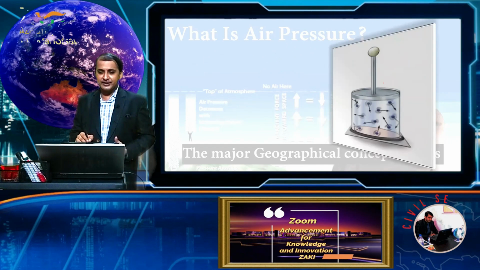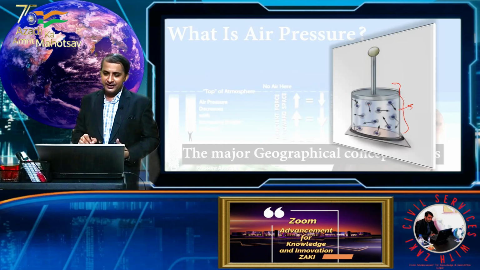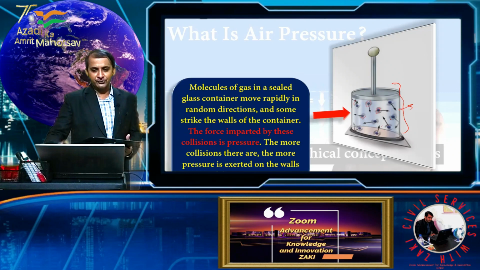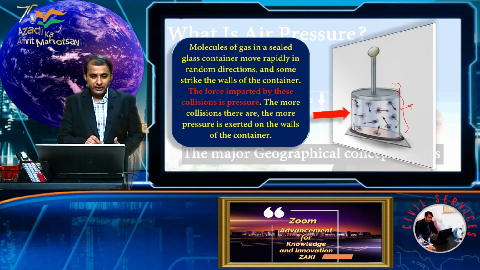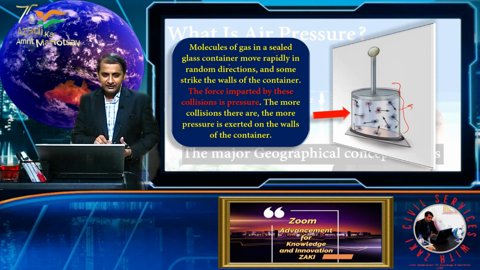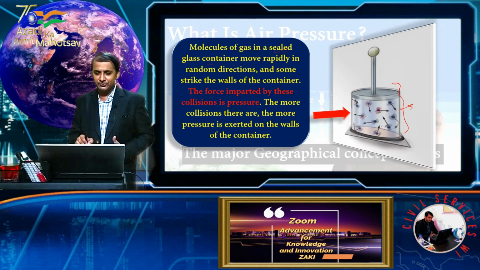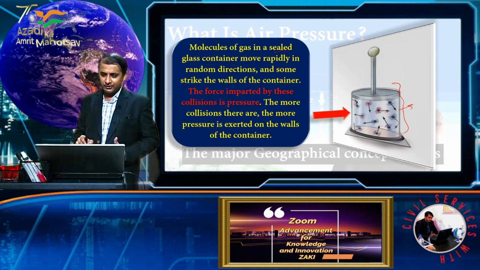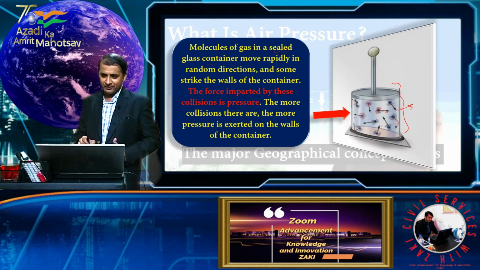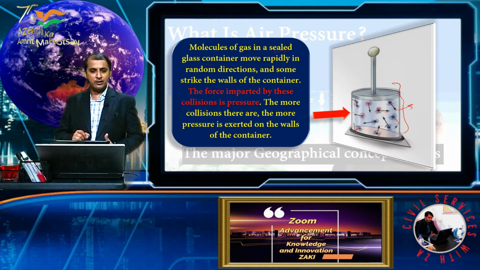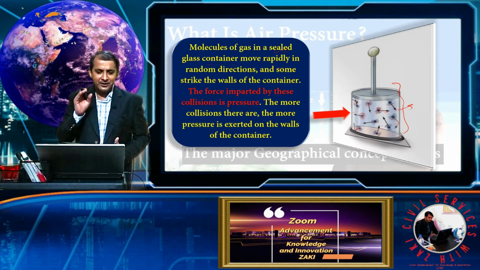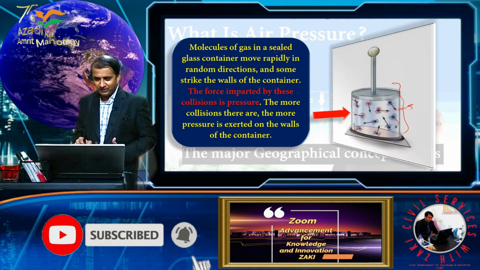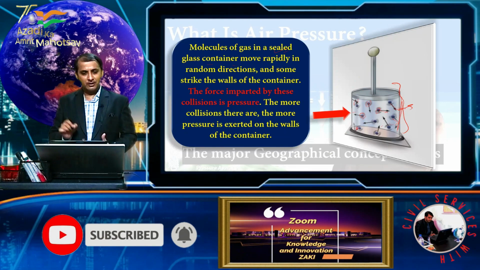It is a container filled with gas, the molecules of a certain gas. If you see here, molecules of the gas in the sealed glass container move rapidly in random directions, and some strike the wall of the container. The force imparted by these collisions is pressure. So what is pressure? The force imparted on the wall by these collisions is called pressure.